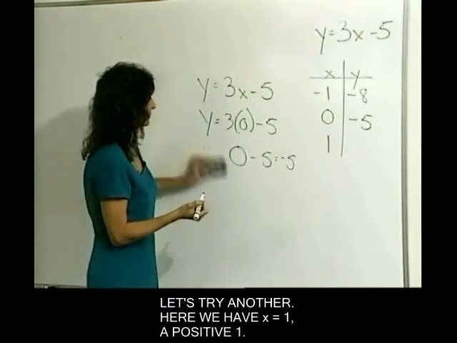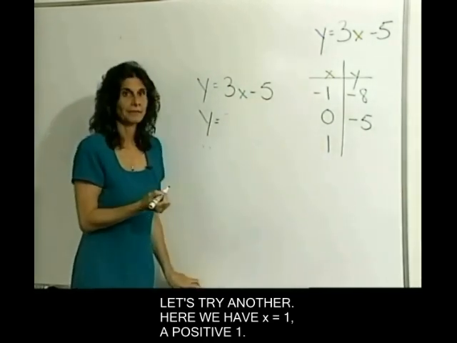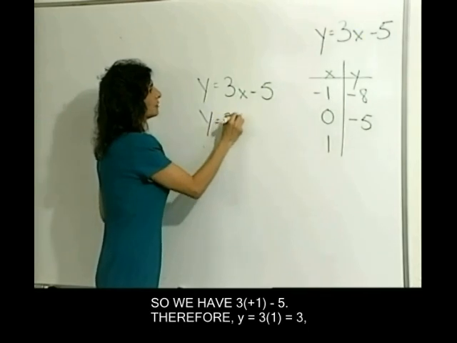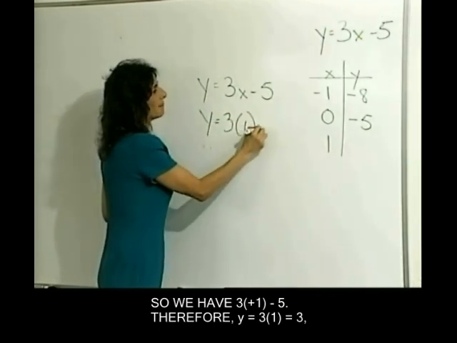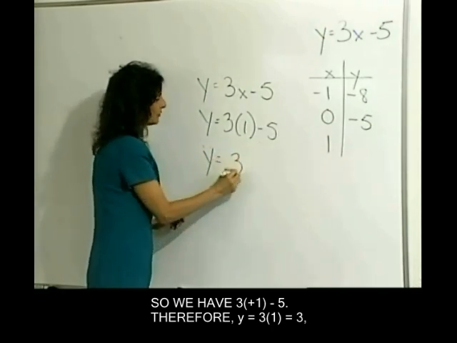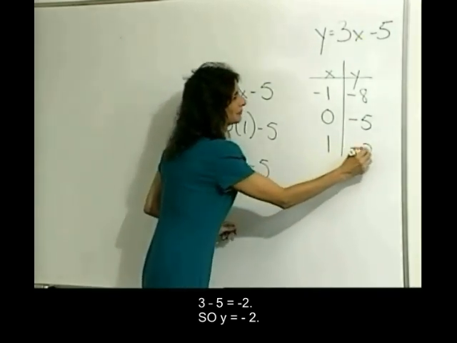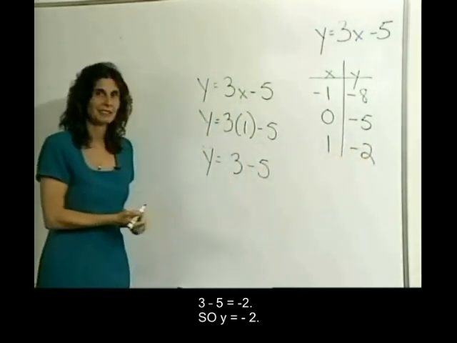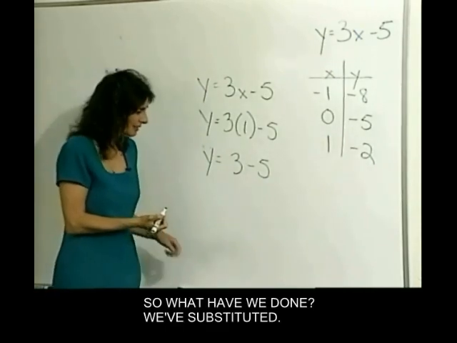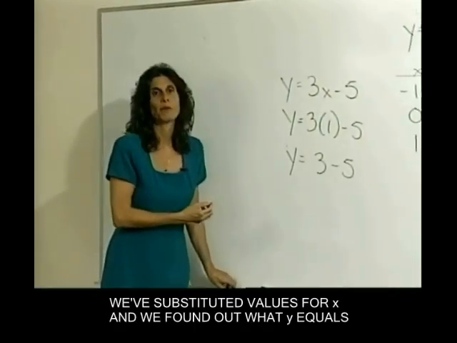Let's try another. Here we have x equals 1, positive 1. So we have 3 times a positive 1 minus 5. Therefore, y equals 3 times 1, which is 3. 3 minus 5 is minus 2. So y is minus 2. So what have we done? We've substituted values for x, and we found out what y equals.